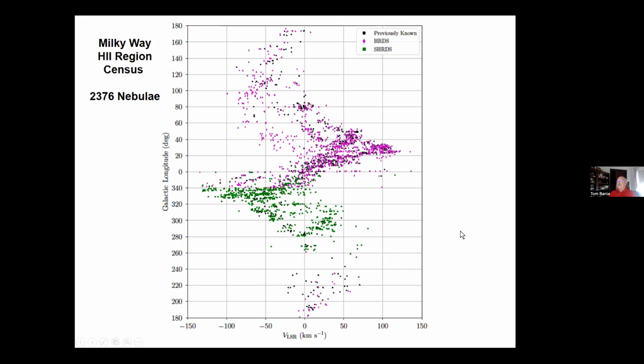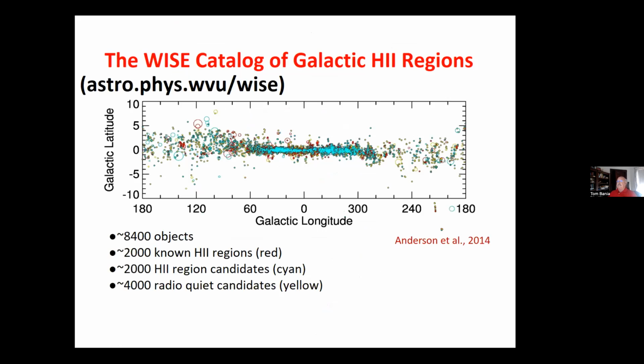Lots of interesting structure. This is the data. This is the unprocessed galactic structure in this map. And this zone is really empty. The galaxy is not symmetric in the distribution of sites of current formation of massive stars.